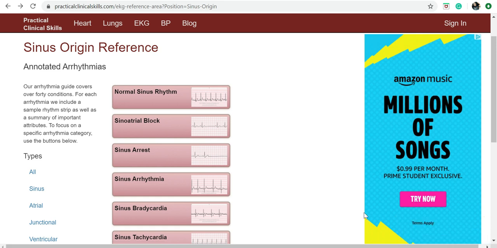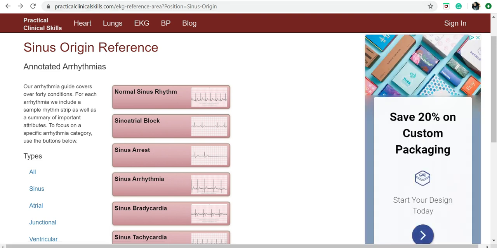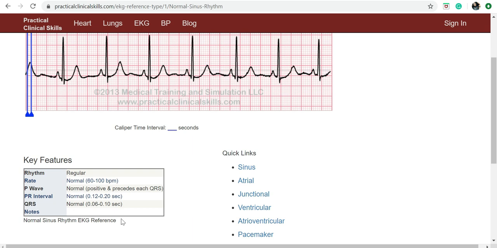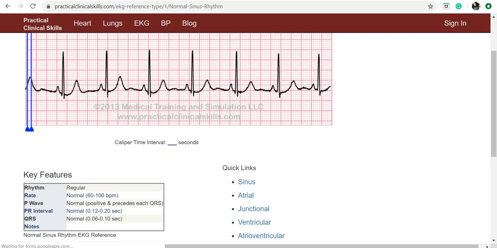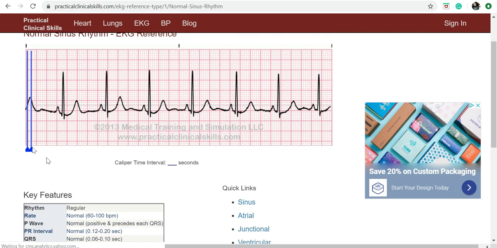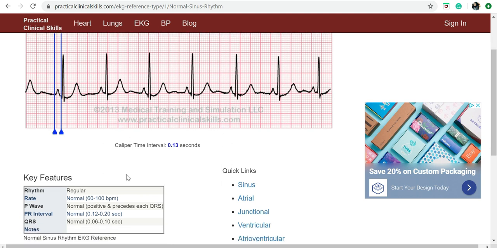Another website that I really like is called practiceclinicalskills.com. With this website, it's similar to the static EKG because what you can do is learn about different rhythms and then also play a game. It gives you a little synopsis on the key features of, for example, normal sinus rhythm. And the cool thing about it is that you have real life calipers, so I can actually measure this rhythm and practice doing that using calipers. So I think that's really cool.